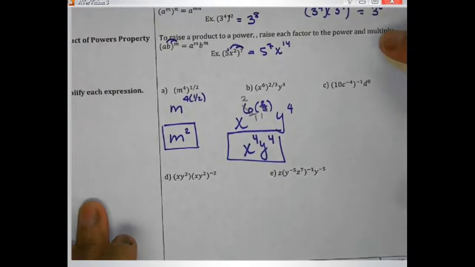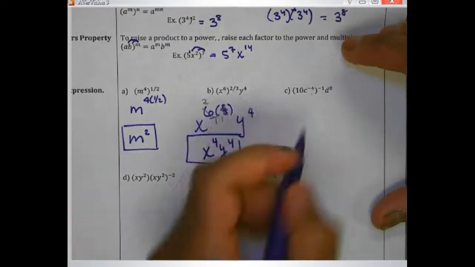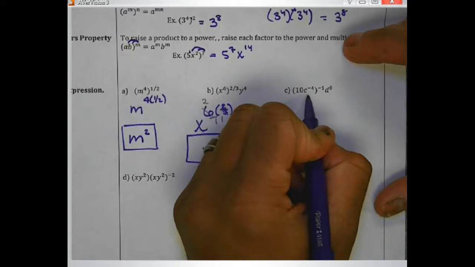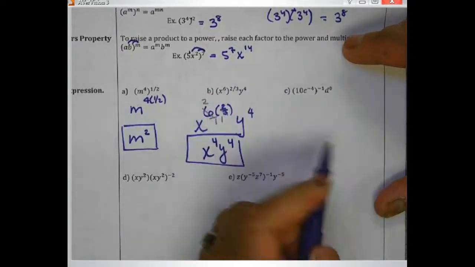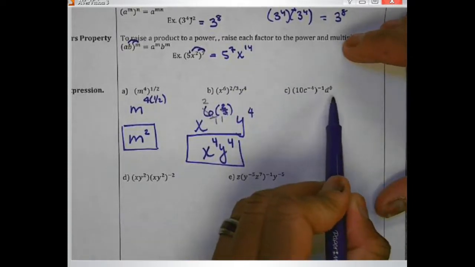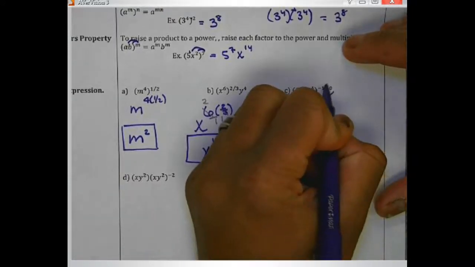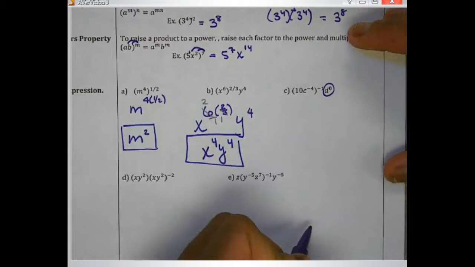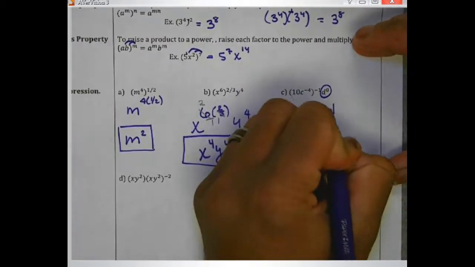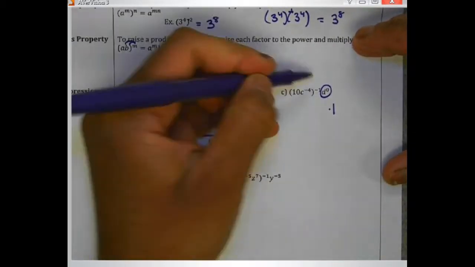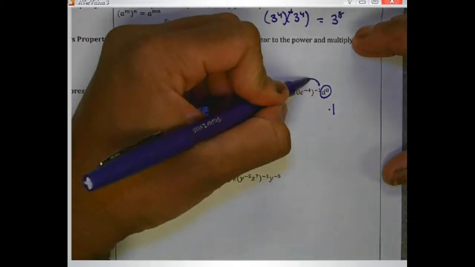Cool. Let's try another one just like the other one. I have 10 times c to the negative 4, all raised to the negative 1 power times d to the 1st. All right, d to the 1st, I'm kind of low-key in love with. Why? Because anything to the 0 power is equal to 1. Now, for here, I'm going to go ahead and distribute this exponent to each one.